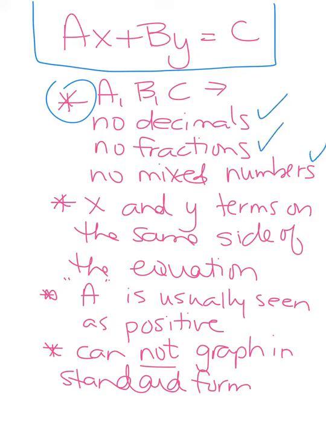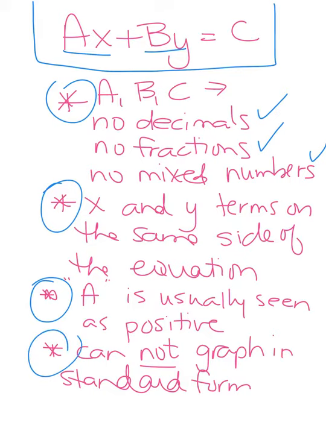So we are going to have to manipulate the equation a little bit as we go forward. The other part of that is that x and y terms are on the same side of the equation. So we have ax plus by, which is always going to be on the same side, is equal to the constant, which is on the other side. A is our coefficient for x. We usually see that as a positive value. And the other thing is standard form cannot be used for graphing.